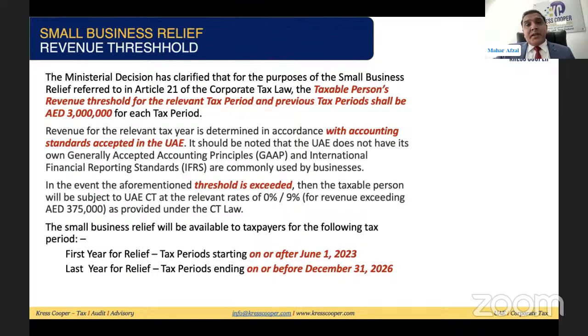And the important thing is that this small business relief will start on or after 1st of June 2023, and will be applied maximum on or before 31st December 2026. This means that even if a small business is earning income less than 3 million after 2026, right now there's no clarity that small business relief will be provided to them. Maximum, they said, it will be up to 31st December 2026.